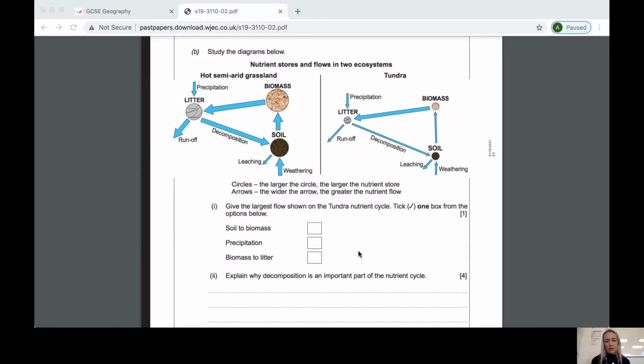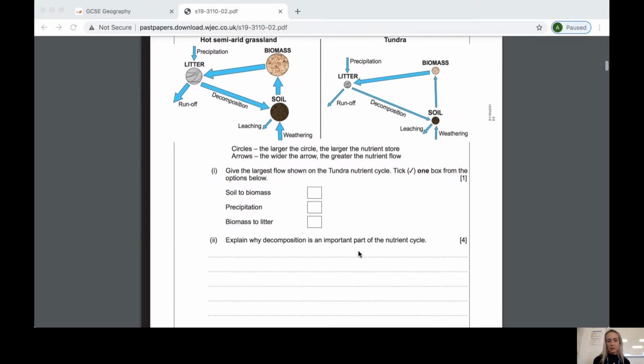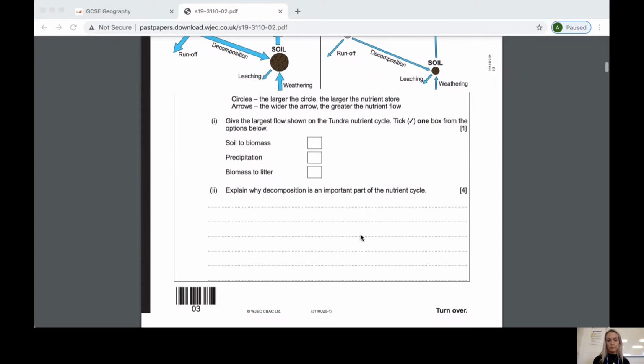So then a question says, give the largest flow shown on the tundra nutrient cycle. So the tundra one is the one on the right. Tick 1 box from the options below. So you've got to look at the arrows because they're showing you which is large, which is small. And you've got to look for the largest arrow in the tundra and tick the correct answer there. Is it soil to biomass? Is it precipitation? Or is it biomass to litter?